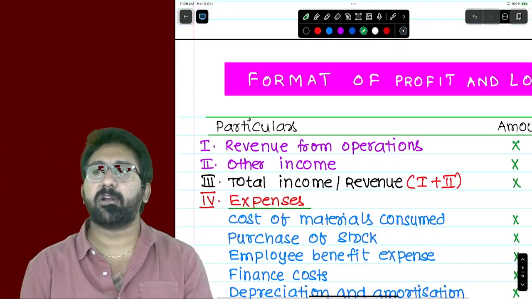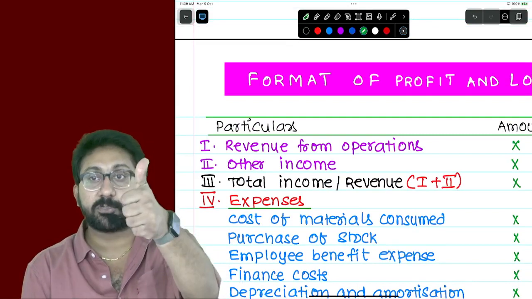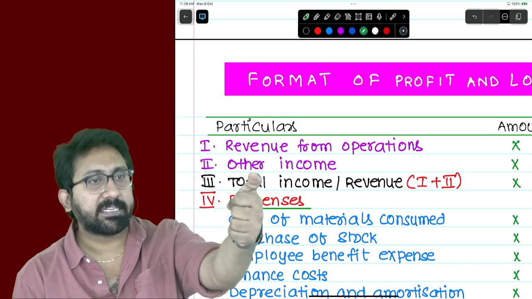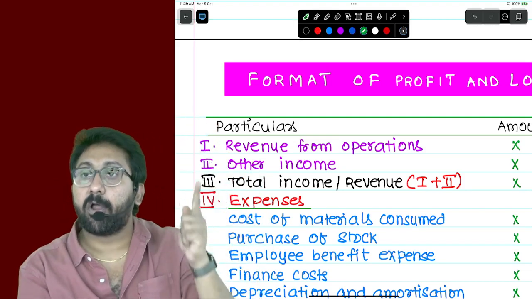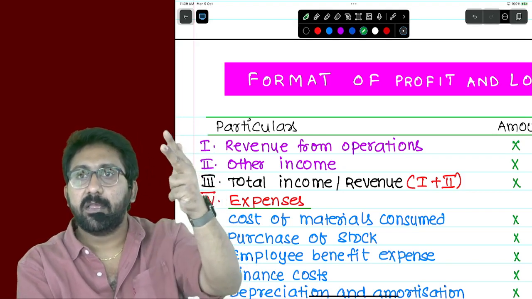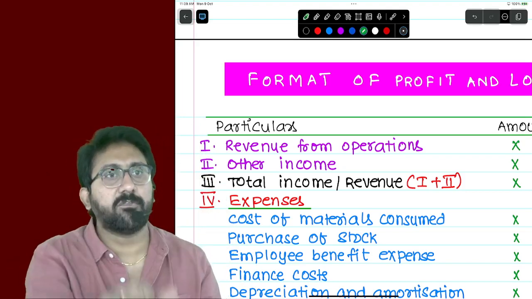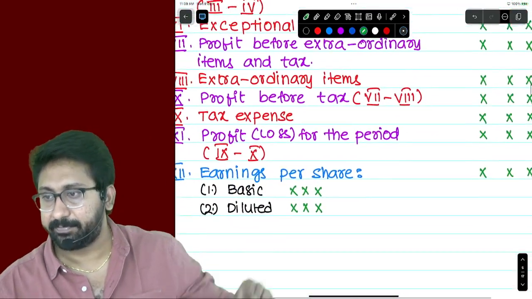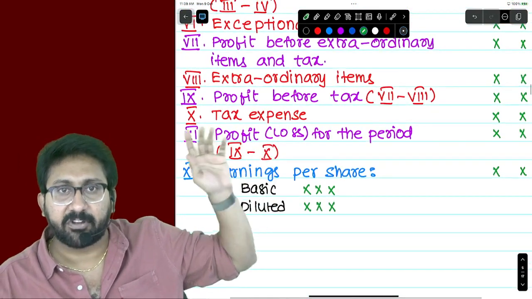3 minus 4 is what? I want the exact answer. 3 minus 4 is profit before exceptional items, extraordinary items and tax. From that, what will you remove first? Exceptional item. Add or remove? Anything you can do, I say remove. Tell me what will happen: profit before extraordinary items and tax. Next, extraordinary items you will remove. Next, profit before tax. From that, what will you remove? Tax. After that, what will you get? Profit after tax. The tax expense you will remove. Profit after tax is called the profit for the period.